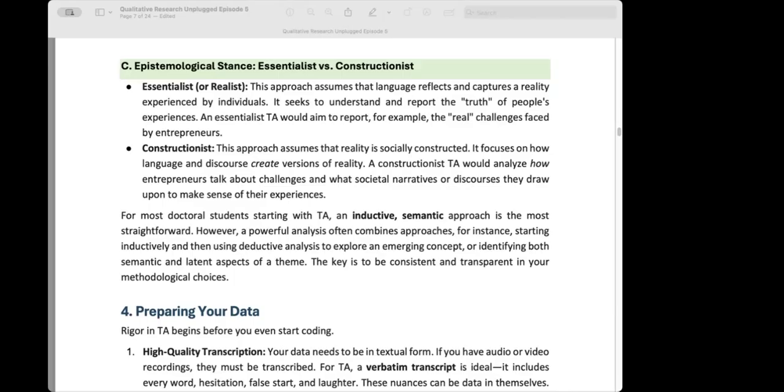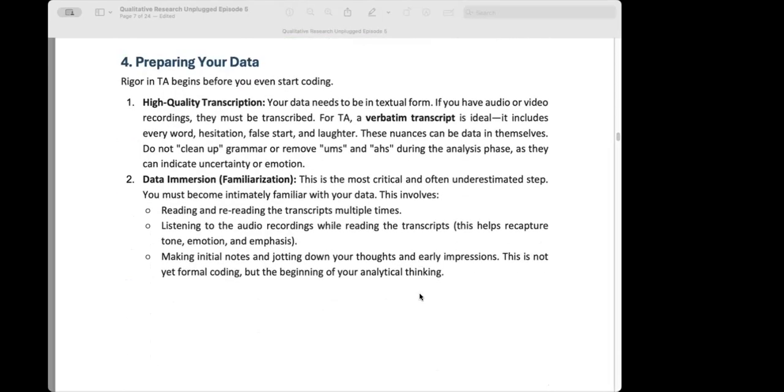Okay, so if I don't see any other hand up, let's continue. Unless I'm mistaken. Yeah, good. So the next thing is, how do you prepare your data? That's what we are going to delve into.